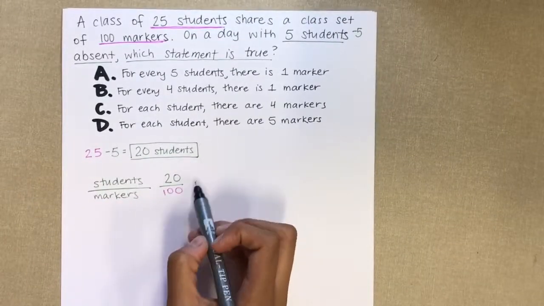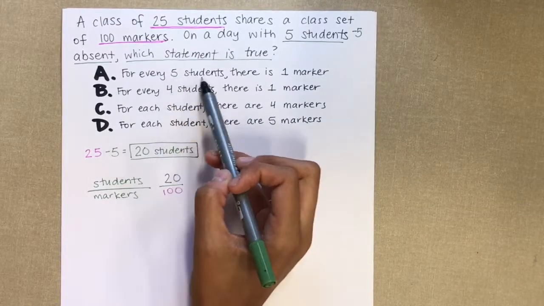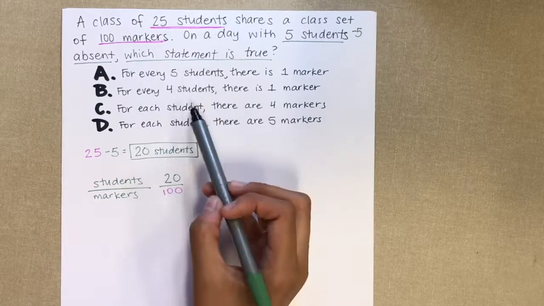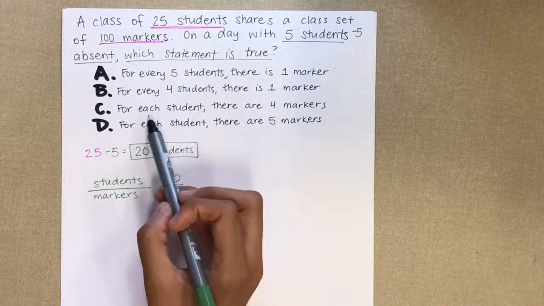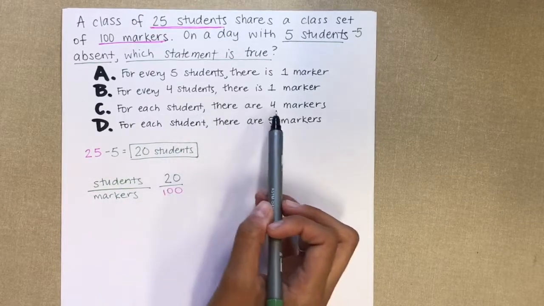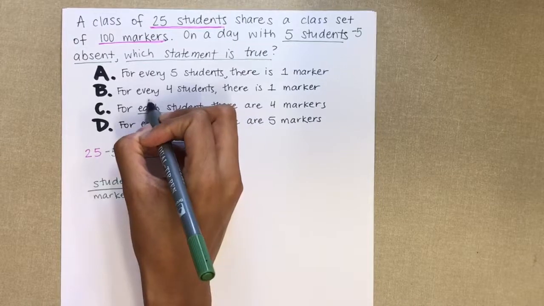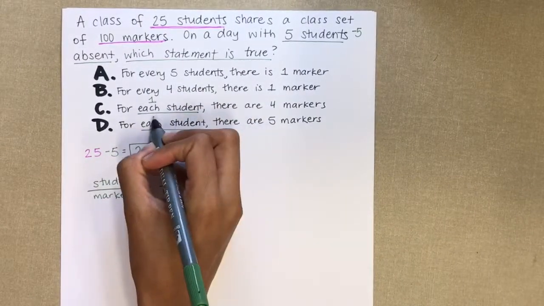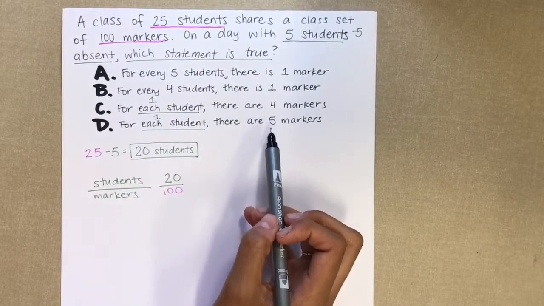All right, and we want to figure out, if there are 5 students, is there 1 marker shared between all 5? If there are 4 students, is there 1 marker shared between all 5? For each student, there are 4 markers, so this is important. This each student means that for every 1 student. So for every 1 student, are there 4 markers or 5 markers?